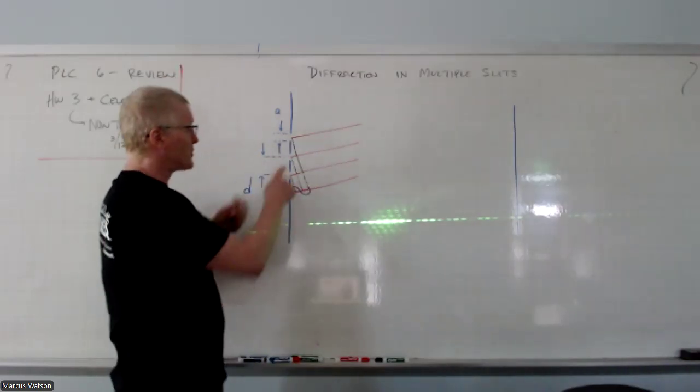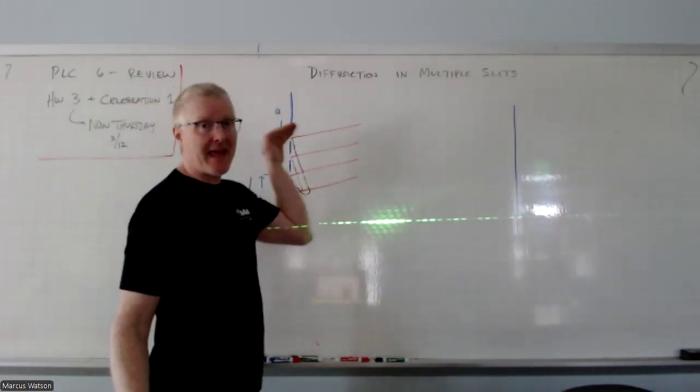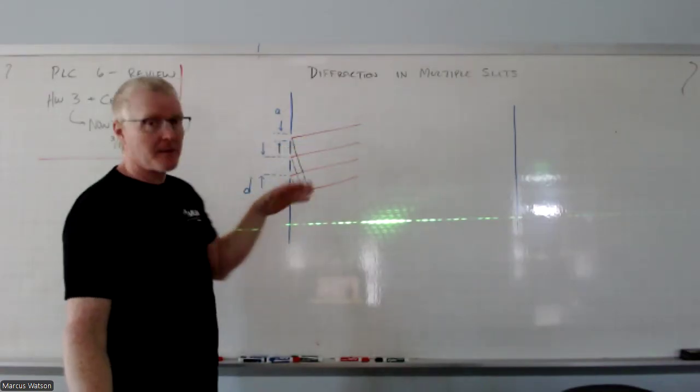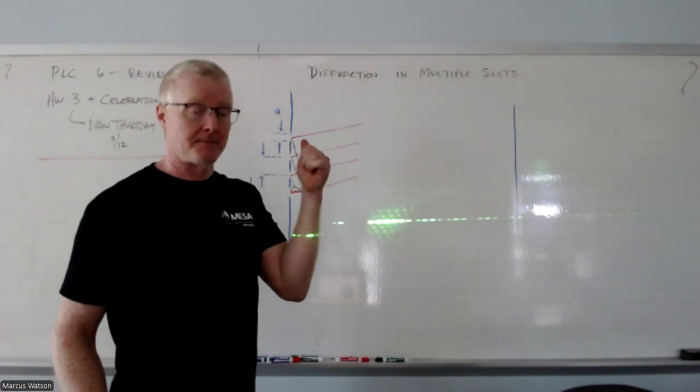Okay, so if there's one wavelength in the path length difference, then that's a very specific angle. And if I'm off from that angle and I'm increasing the number of slits, I'm starting to find that some of these are going to be canceling with each other. Okay.